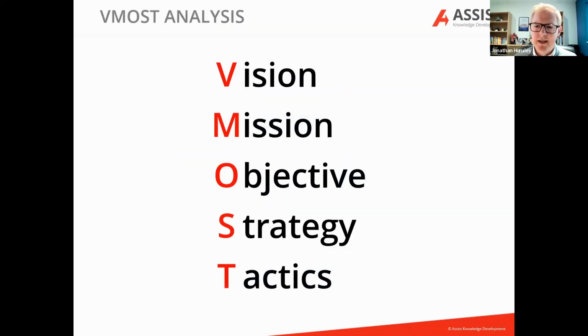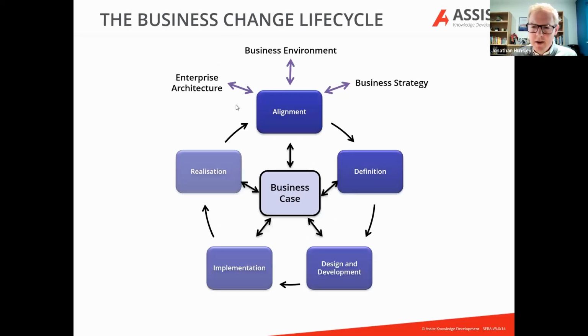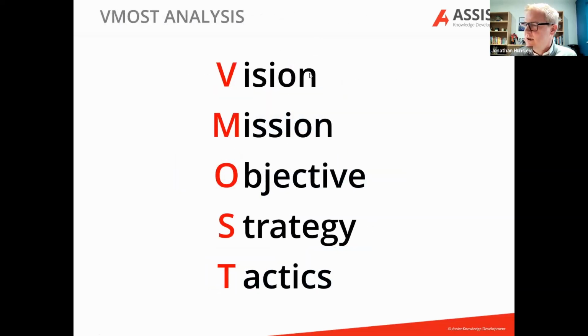It's the VMOST analysis. So the V stands for vision, and the vision is the target state for the organization. So where does the organization want to be? So we'd be using a tool like VMOST in the alignment phase of the business change lifecycle. So we'd be saying, right, does the change that we're working on align to the organization's vision of where it wants to be? The mission is, how does the organization achieve its target state? So what is its core thing that it does? And that core thing that it does enables it to meet its target state.